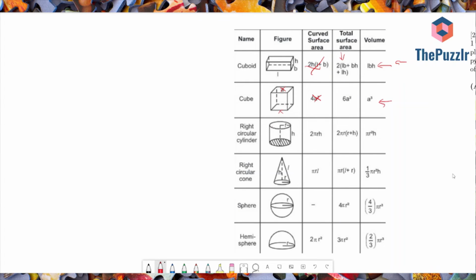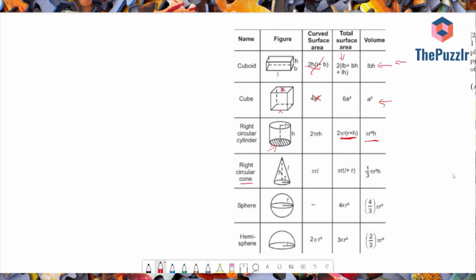When you have a right circular cylinder, like the one shown here, the curved surface area is 2 pi r times h. The total surface area is 2 pi r times (r plus h). And the volume is pi r squared times h.